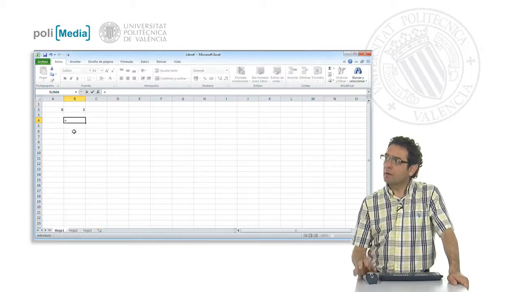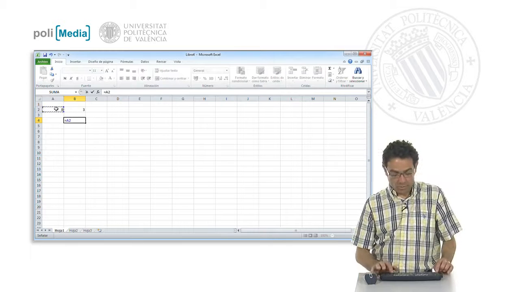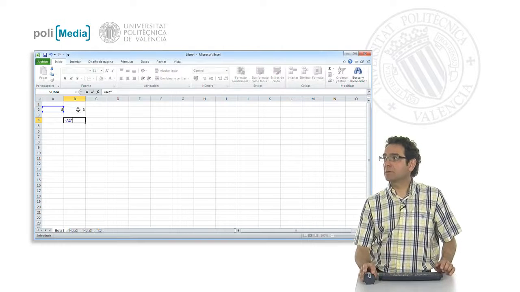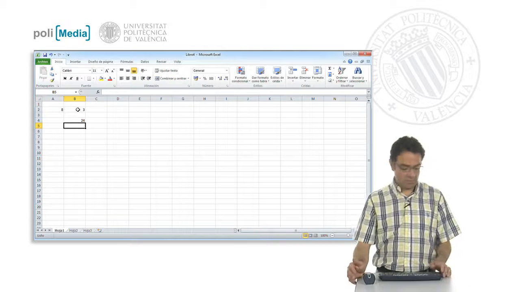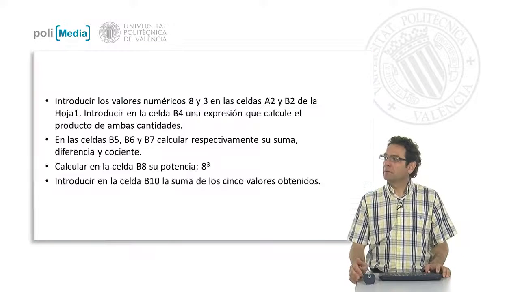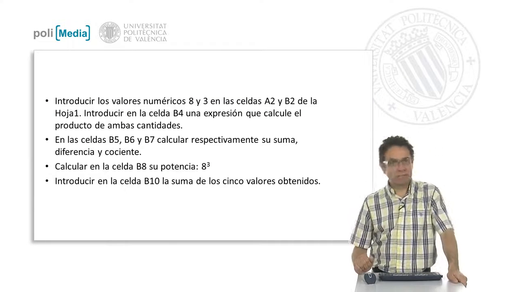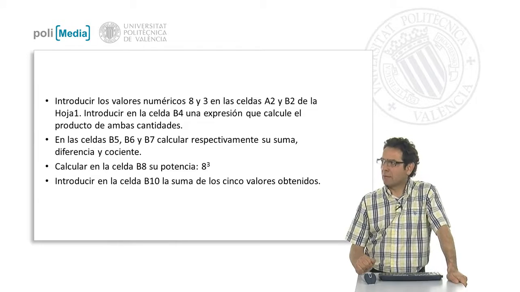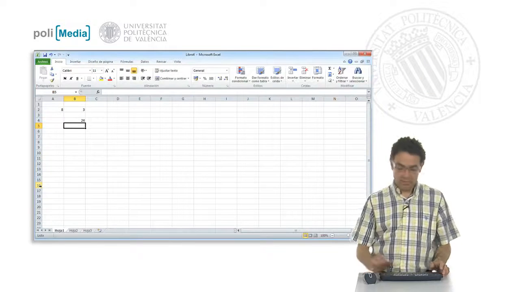It will start with the equals sign, and we will tell it to multiply this quantity by this other quantity. The result logically is what we expected, 24. The problem goes on to tell us that in B5, B6, B7, precisely those that are below the previous one, to calculate their respective sum, difference and quotient, very simple.